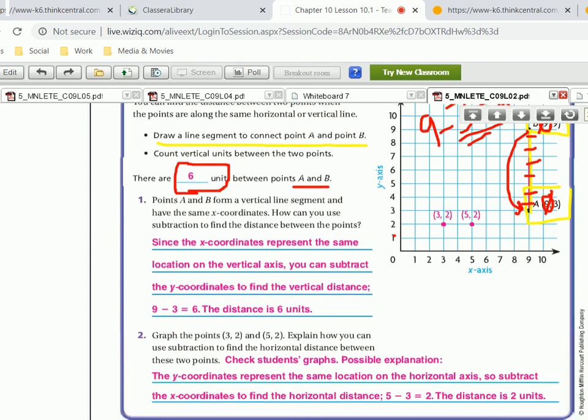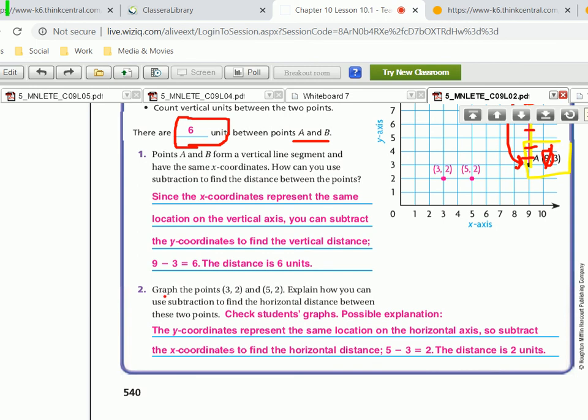Okay, here, graph the points 3 and 2, and 5 and 2. 3 and 2, so you have to move from 0, every time we start with 0. So you have to move from 0 first 3, because we have here 3 and 2, so we move right 3 and up 2. Okay, we want to determine the next one, which is 5 and 2, so you have to move 5 to the right and 2 up.